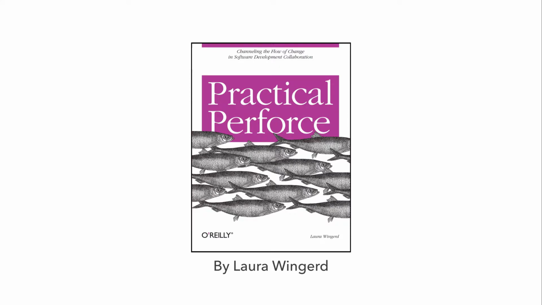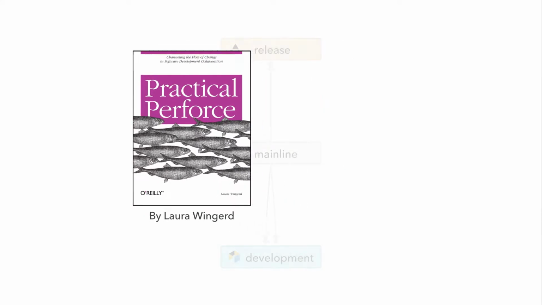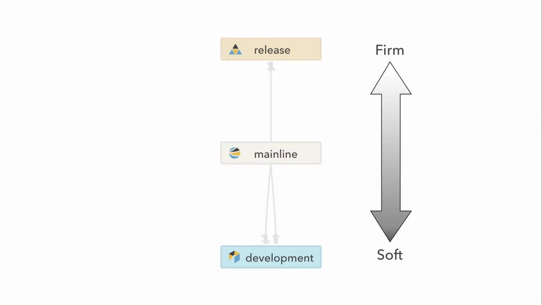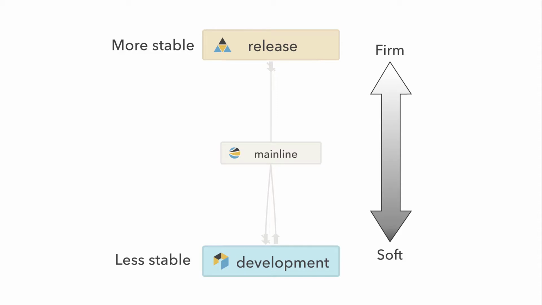Laura Wingard, in her book Practical Perforce, describes code line stability in the mainline model using the Tofu scale. The Tofu scale defines the firmness of a code line based on its relative position in a branching hierarchy that is drawn vertically. The firmer the code line, the more stable it is. The Tofu scale helps you diagram your branching strategy and determine how to integrate changes between code lines. Branches drawn above the mainline, such as a release branch, are inherently more stable than branches drawn below the mainline, such as a development branch.